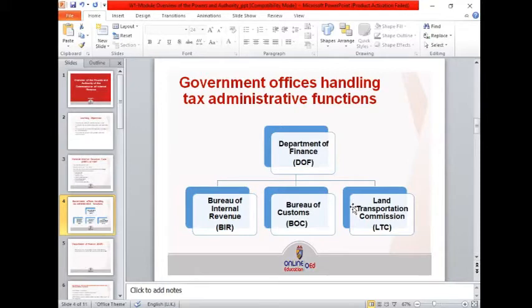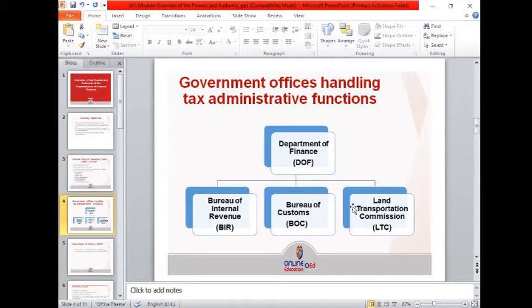So the Bureau of Internal Revenue, as I said, is in charge of the taxation power of collecting the national internal revenue taxes, while the Bureau of Customs is the government agency in charge of exercising taxation power over customs duties and tariff taxes, while the Land Transportation Commission, or the LTC, is the government agency in charge of exercising taxation power on public transport, and also the franchising of public utility vehicles.